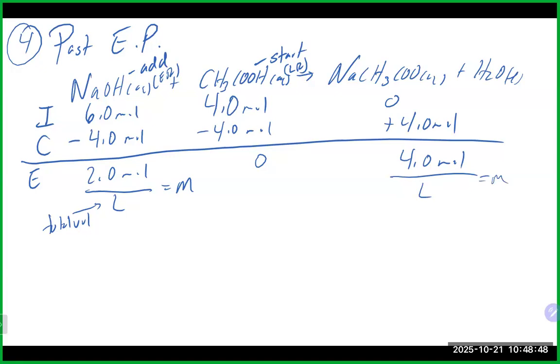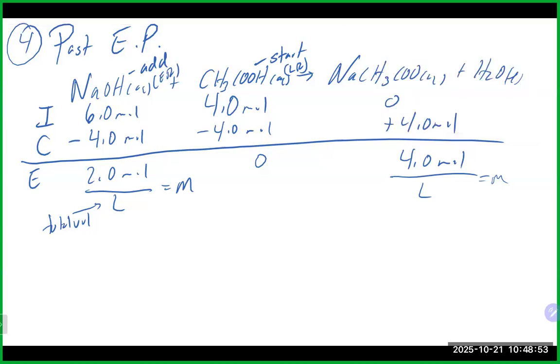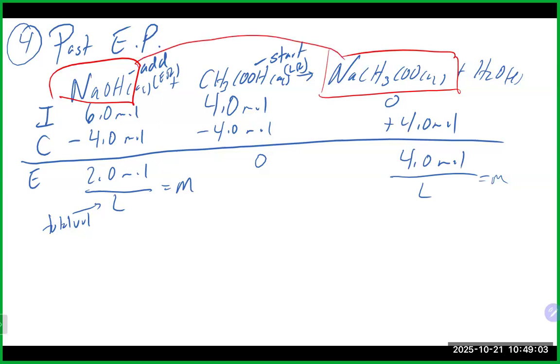And now, again, we could use our ice table to help us understand what we've got going on at this point. So we've got a little sodium acetate, and we've got a little sodium hydroxide. Are these two things related to each other in a buffer sense? Are these a buffer? The answer is no, they are not a buffer.